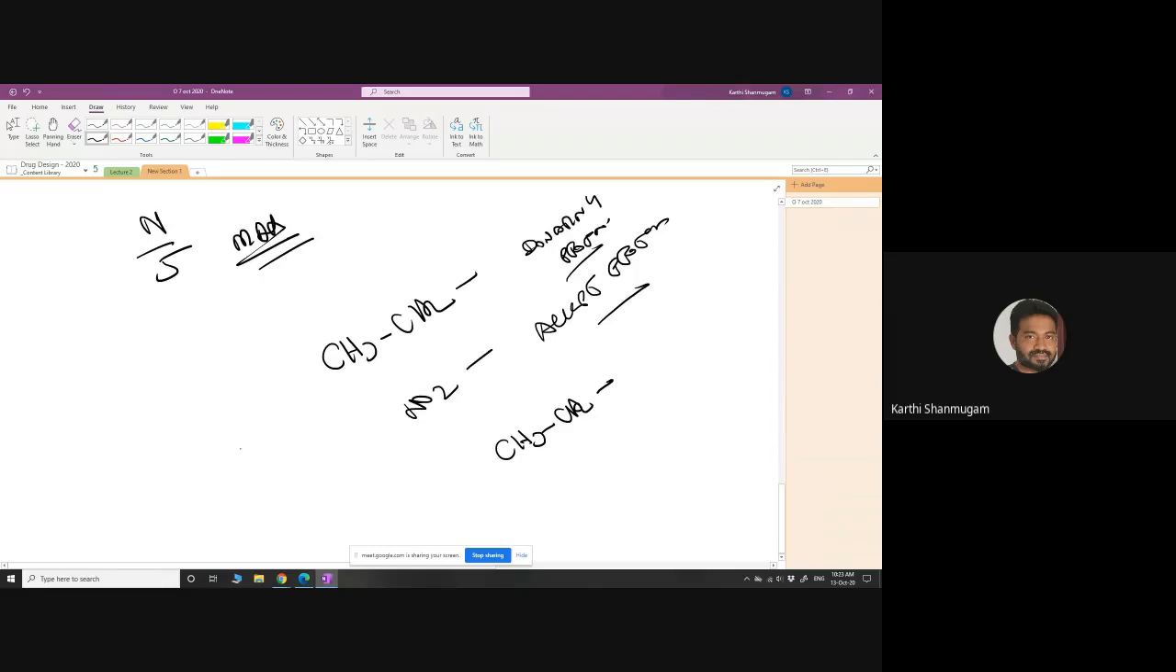Okay, it is not right. I'm expecting some correct answer. Anybody else having any answer? What you have said is not right. It is not related to donating the proton or accepting the proton. So if NO2 accepts the proton, what will be the molecular structure of NO2? Will you say that NO2 will become NO2H?